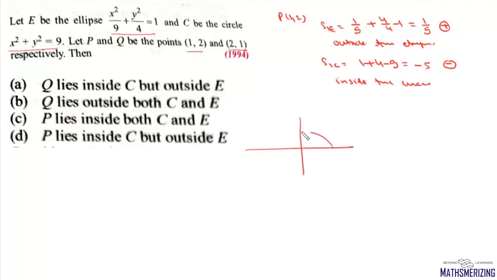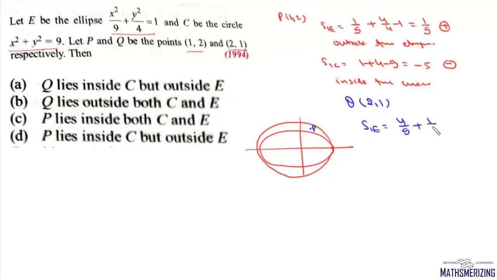So we have this ellipse and circle, and this point P lies outside the ellipse but inside the circle. Now what about point Q? Point Q is (2, 1). So we'll find S1 for the ellipse for this point. Then it will be 4 upon 9 plus 1 upon 4 minus 1. So this value will be 16 plus 9, 25, 25 minus 36. So it is a negative value. So that means this point Q lies inside this ellipse.